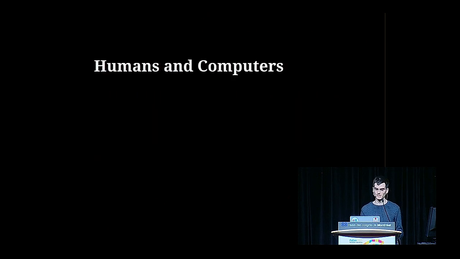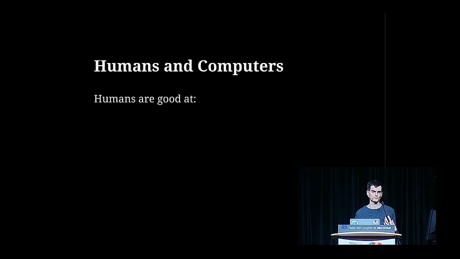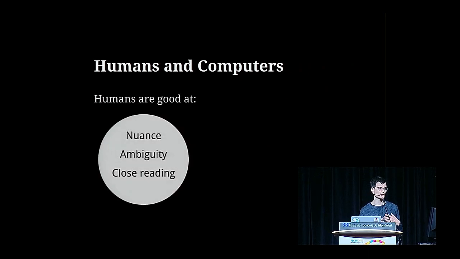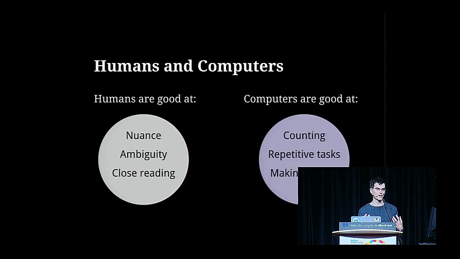So I want to go over some things that play to humans' natural strengths and computers' natural strengths when it comes to doing text analysis. Something that humans really excel at are understanding nuance and ambiguity, all these tasks of close reading. While computers, on the other hand, are much better at these repetitive tasks, doing lots of counting, making graphs and stuff like that.